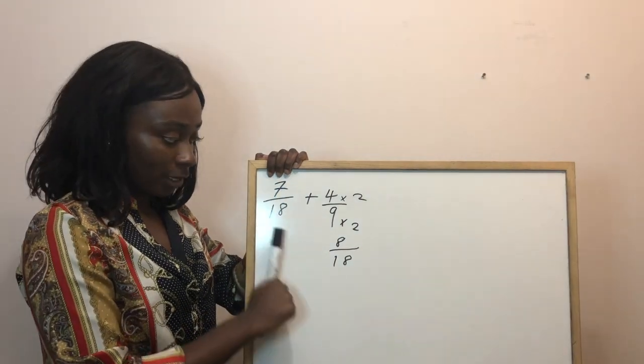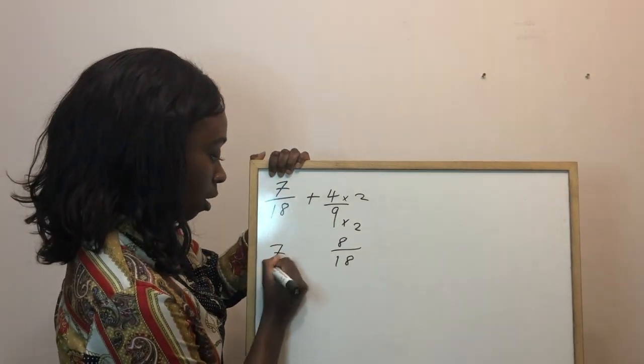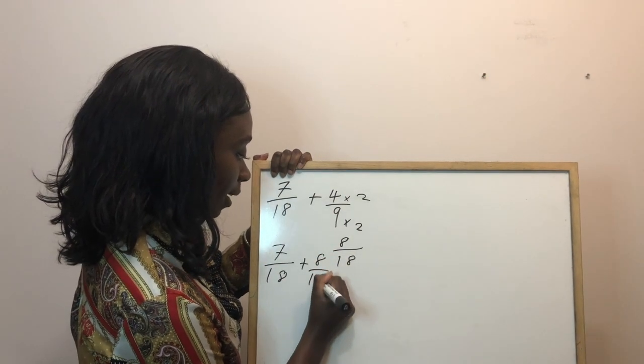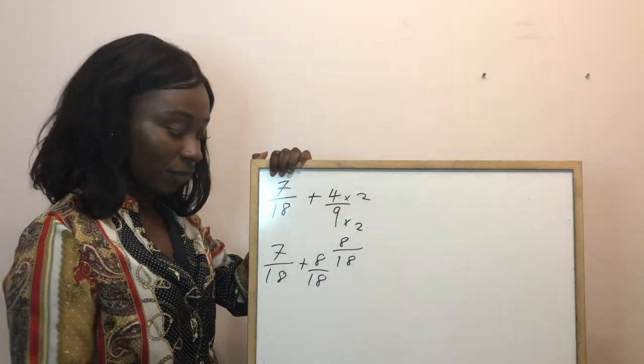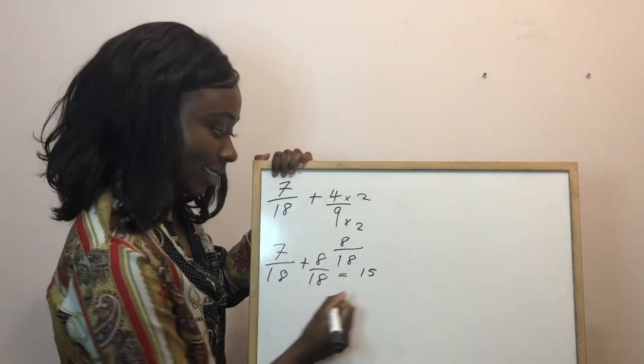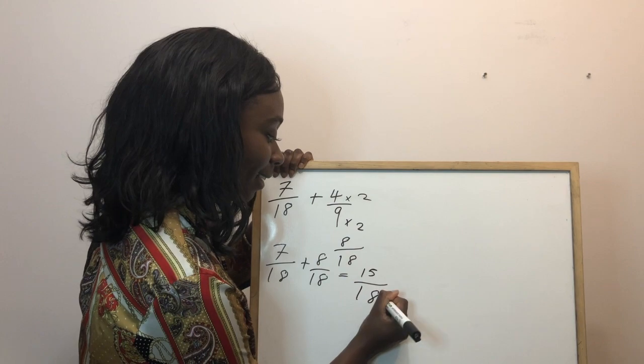So you need to add these two together. So you've got 7 over 18, and then add 8 over 18. And 7 add 8 equals 15. 15, keep the denominators the same, over 18.